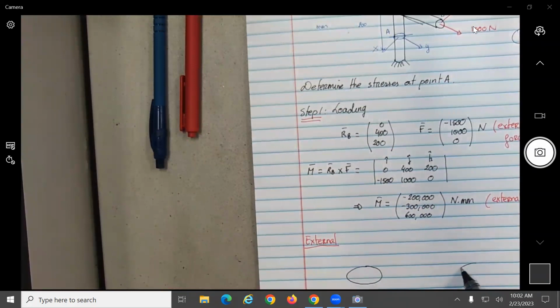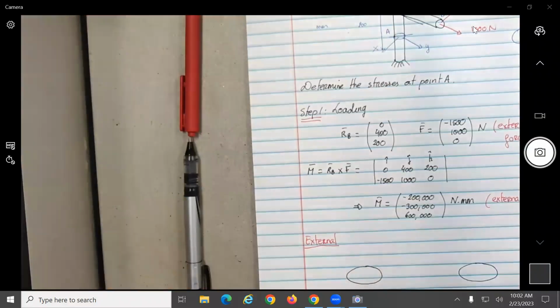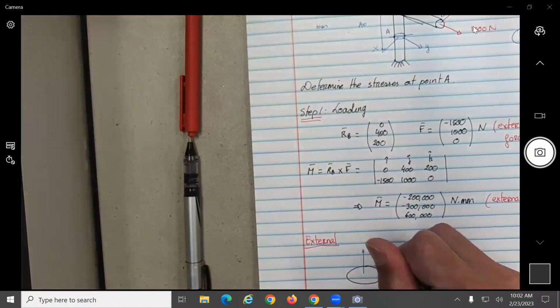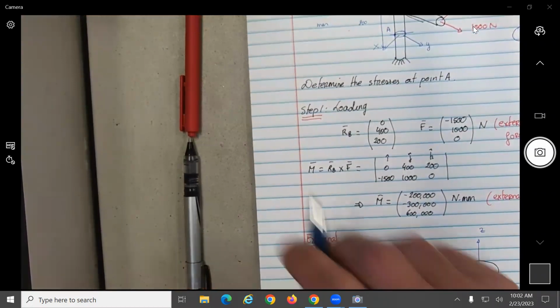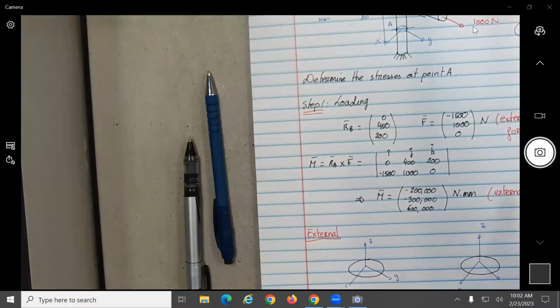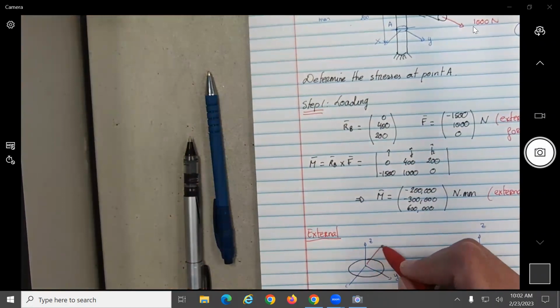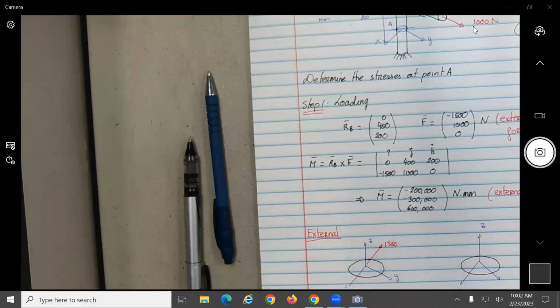So let's do one for each. I don't want to put too much on each diagram. So let's say we have here the Y, X, Z, Y, X. So basically here will be the forces. So if we have the forces, what are the values of the forces that we have? We have 1500 over here, no? Yeah, going negative 1500, 1000 on the Y.